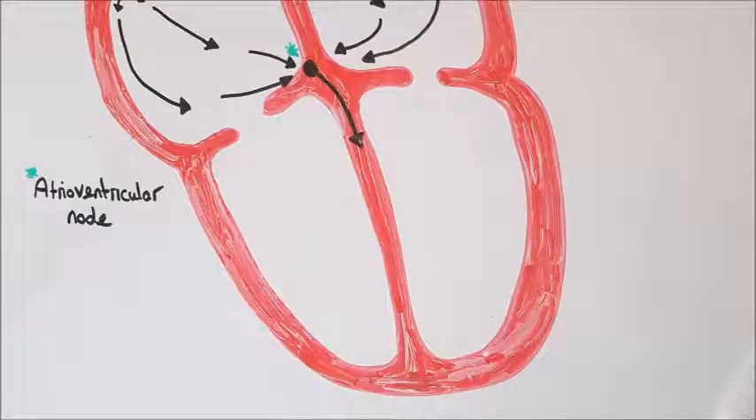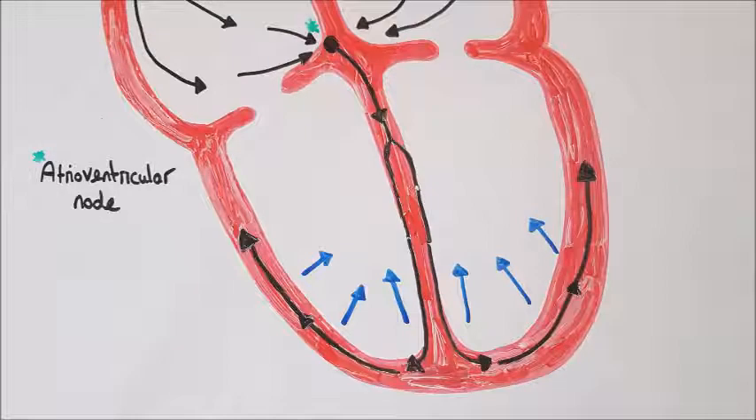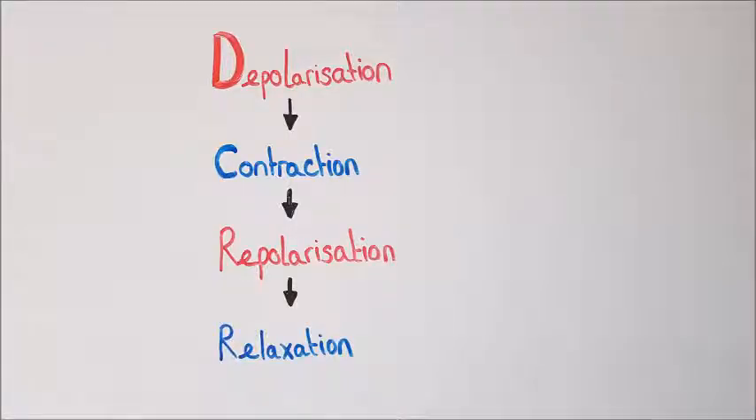The impulse then travels down the ventricular septum through the bundle of His. Left and right bundle branches then go to their respective ventricles, and the impulse then travels up the main ventricular masses through the Purkinje fibers. This causes the ventricles to depolarize and contract from the base upwards, forcing blood out of the heart. It is also important to mention that after depolarization and contraction, the heart muscle undergoes repolarization, which allows muscle relaxation.